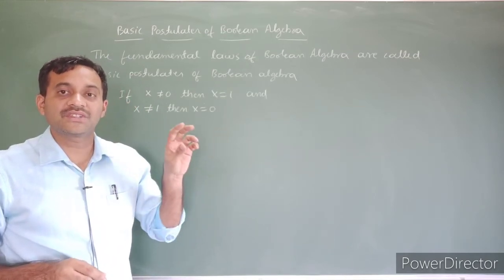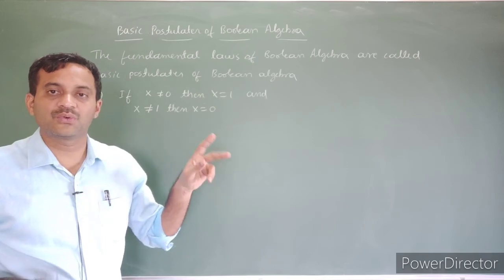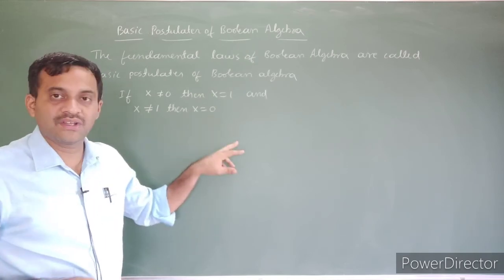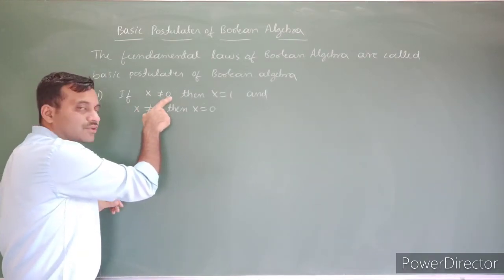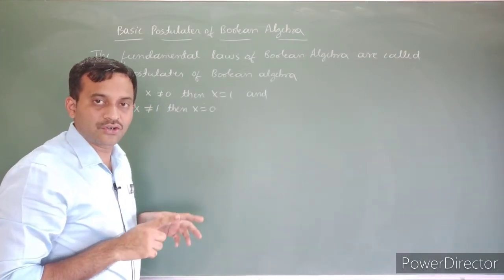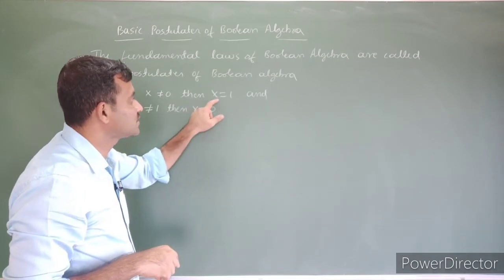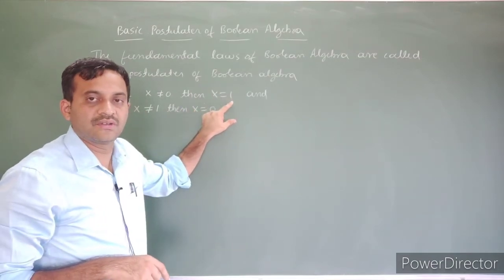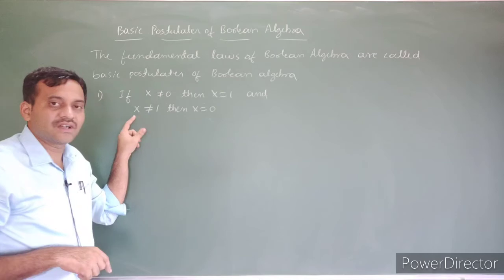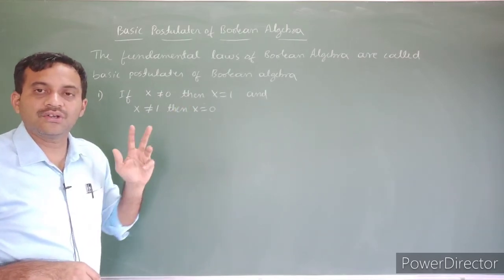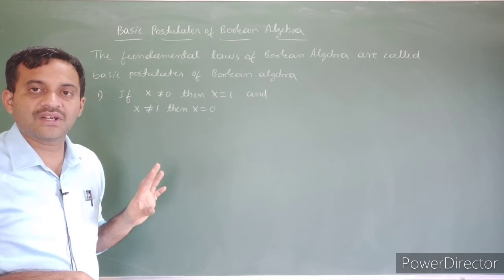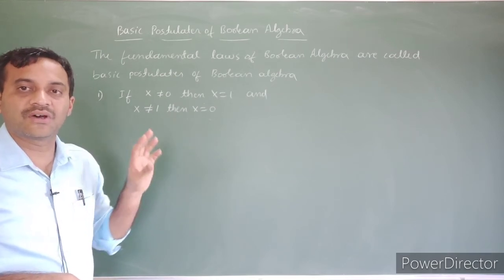Every variable must have, out of 2 values, 0 and 1, only one unique value. Hence, if x is not equal to 0, then x must be equal to 1. And if x is not equal to 1, then x must be equal to 0, because x has only 2 alternatives. Out of that, x must hold any one of them.